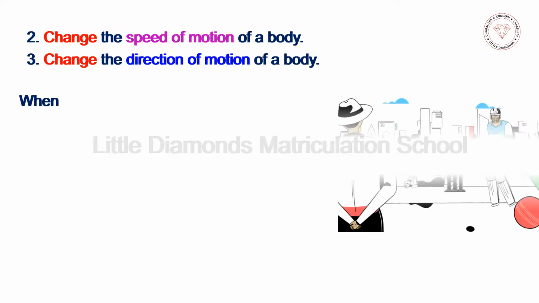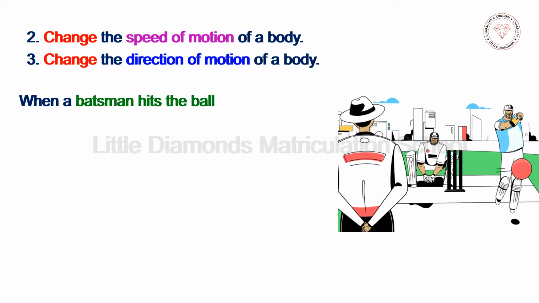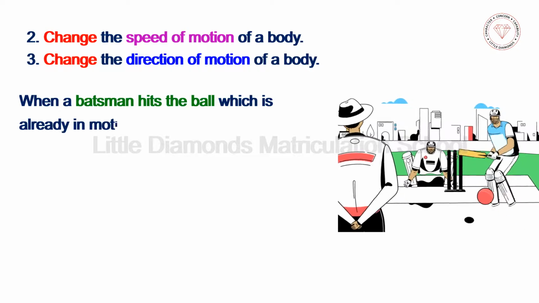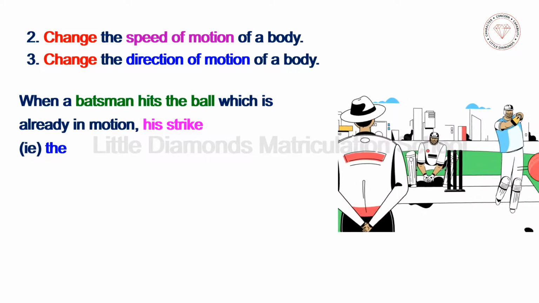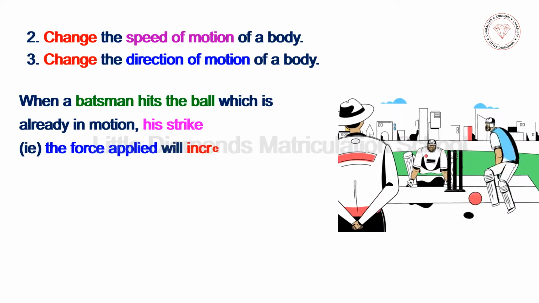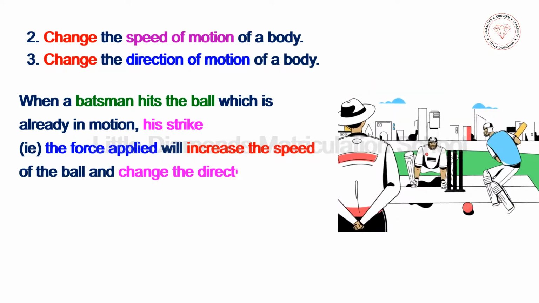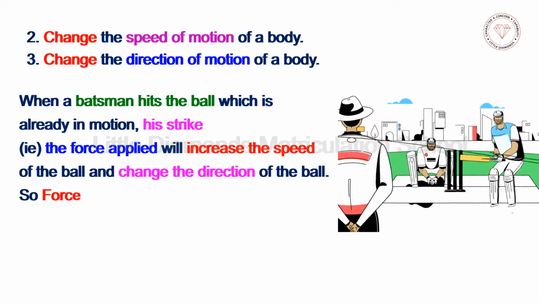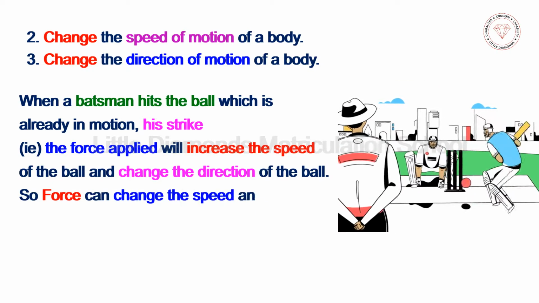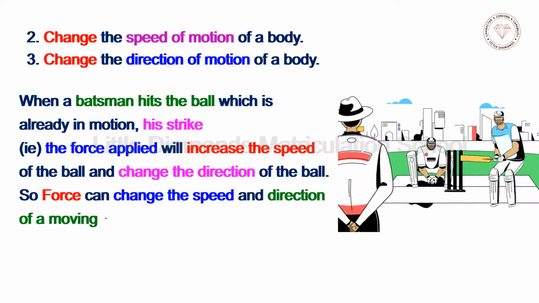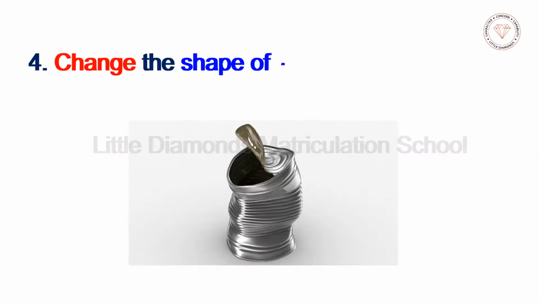For example, when a batsman hits the ball, which is already in motion, his strike, that is the force applied, will increase the speed of the ball and change the direction of the ball. So, force can change the speed and direction of a moving body. Force can change the shape of a body.